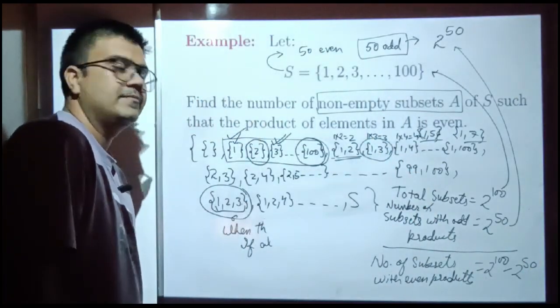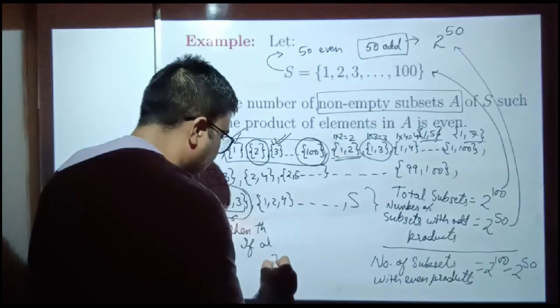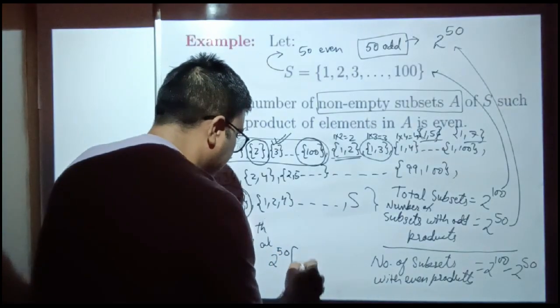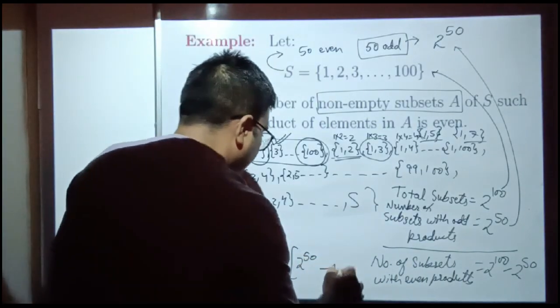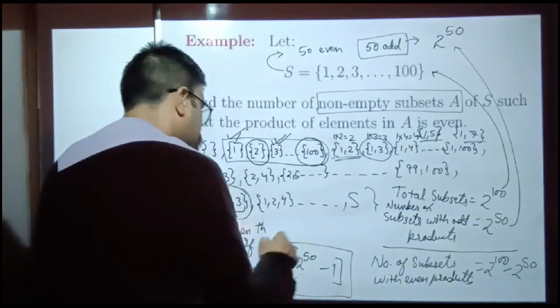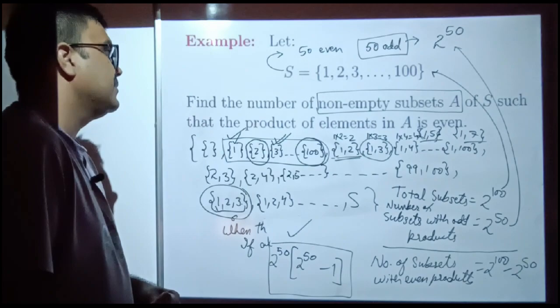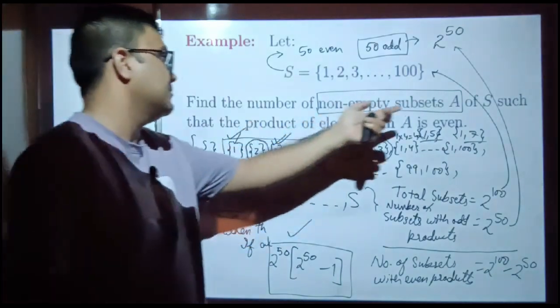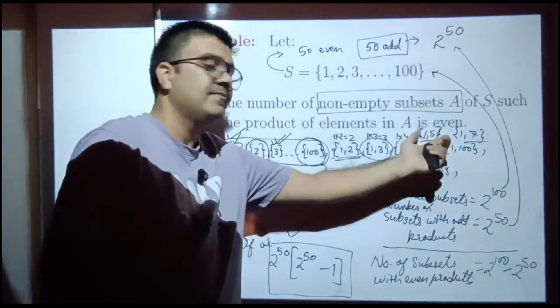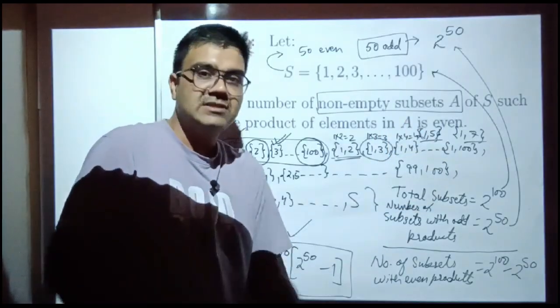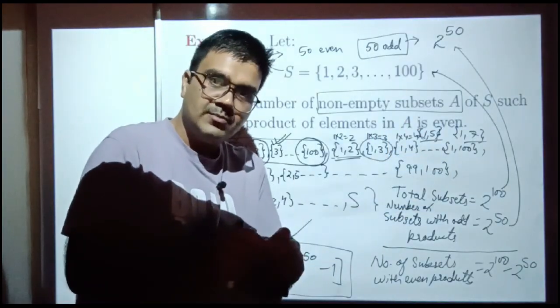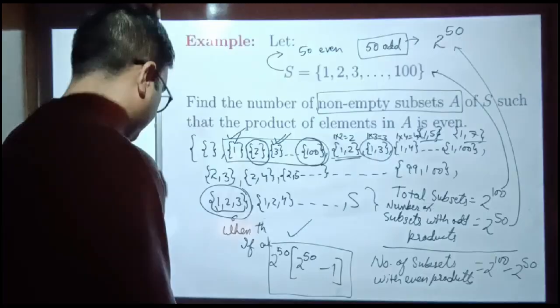So how can we write this? If we take 2 raised to the power 50 common, we are left with 2 raised to the power 50 minus 1. So this is the answer. This is the number of subsets of S, that is the number of elements in A, where A consists of those subsets, the product of whose elements is even.